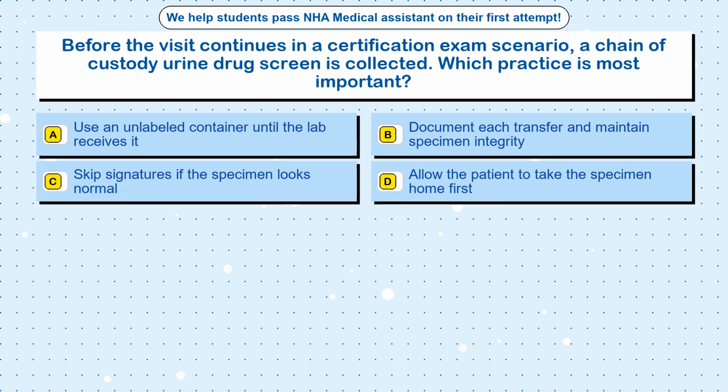Question 14. Before the visit continues in a certification exam scenario, a chain of custody urine drug screen is collected. Which practice is most important?